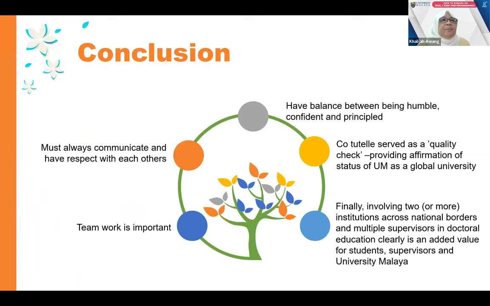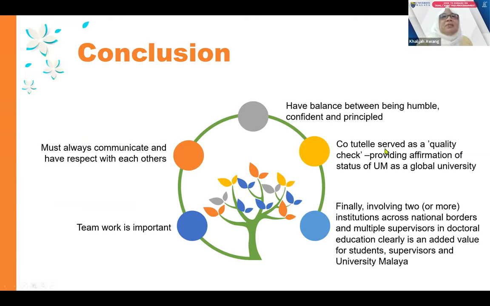So, conclusion: we must always communicate and have respect for each other. Have balance between being humble, confident, and principled. We have to be humble. We want to make an agreement, right? We cannot be arrogant, we have to be humble. But we must be confident, we must show that we are confident and principled so that we get what we need to get.